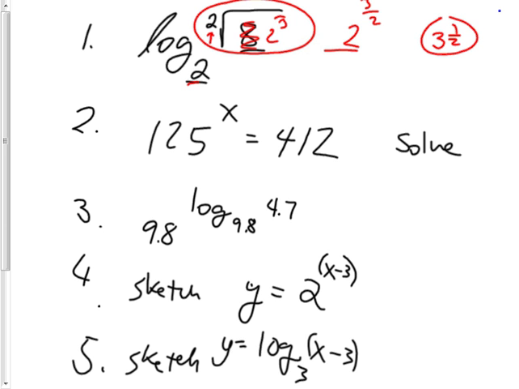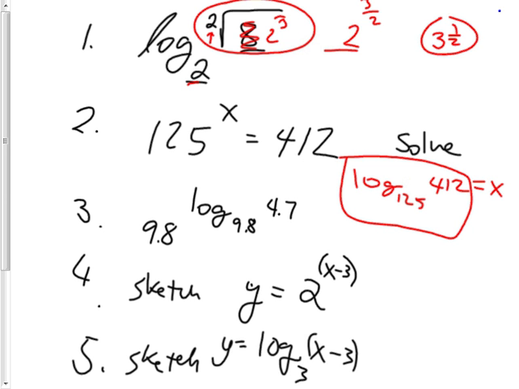All right, the next one, you just rewrite it as a log. Log base 125 of 412 equals x. Notice the x is alone. That means that it's solved, and there's the answer. Log base 125 of 412. This one, the answer is just 4.7.